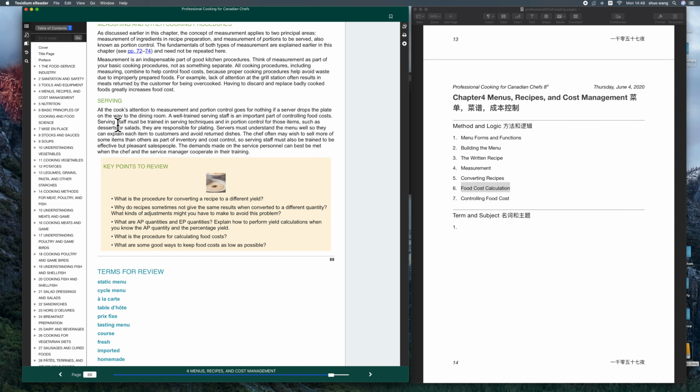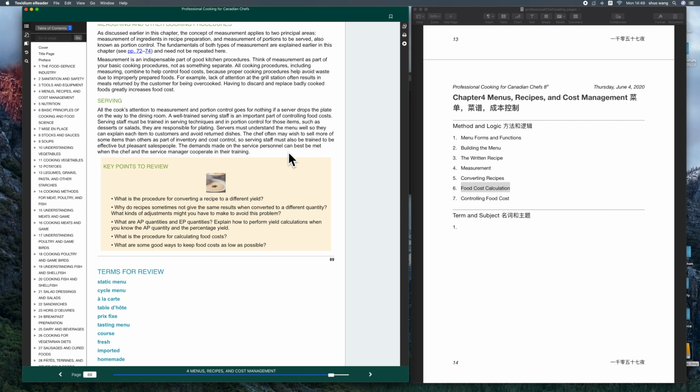Serving. A cook's attention to measurement and portion control goes for nothing if a server drops a plate on the way to the dining room. A well-trained serving staff is an important part of controlling food costs. Serving staff must be trained in serving techniques and in portion control for those items, such as desserts or salads, for which they are responsible for plating. Servers must understand the menu well so they can explain each item to customers and avoid returned dishes.